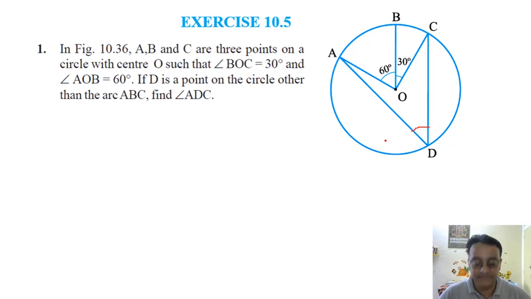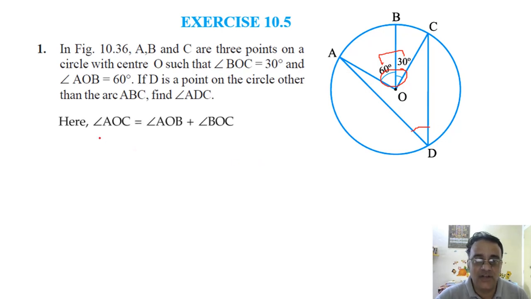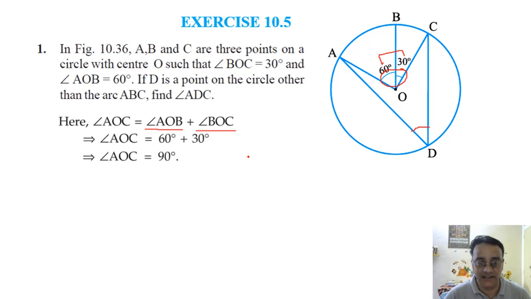So how will you find? Sir, angle subtended at the center is double of anywhere at the circle, on the remaining part of the circle. Okay. So first what we will do, we will find the value of this angle. Angle AOC we will find. How will you find AOC? By adding these two angles. So angle AOC is equals to angle AOB plus angle BOC. So 60 plus 30, it will be equals to 90 degree.